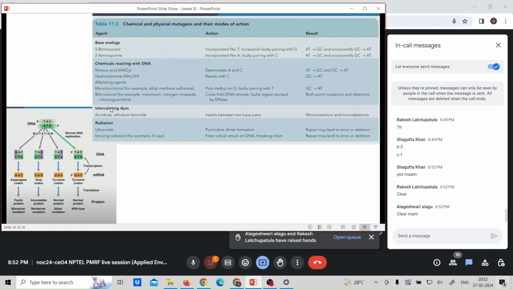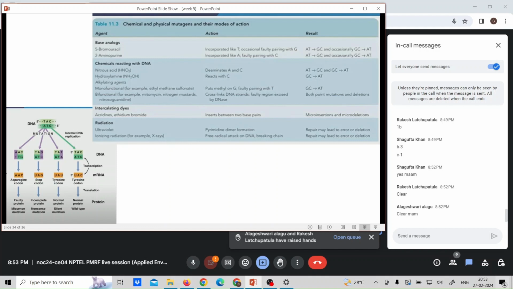Chemicals, which I haven't mentioned in that question. My question was based on base analogs, intercalating agents, and radiation. One more kind of mutagens are chemicals. For example, nitrous acid deaminates A and C. Hydroxylamine reacts with C. And we also have some alkylating agents, ethyl methane sulfonate, mitomycin. In the case of monofunctional agents, they have only a single function, that is they put methyl on the G, or they cause faulty pairing with T.